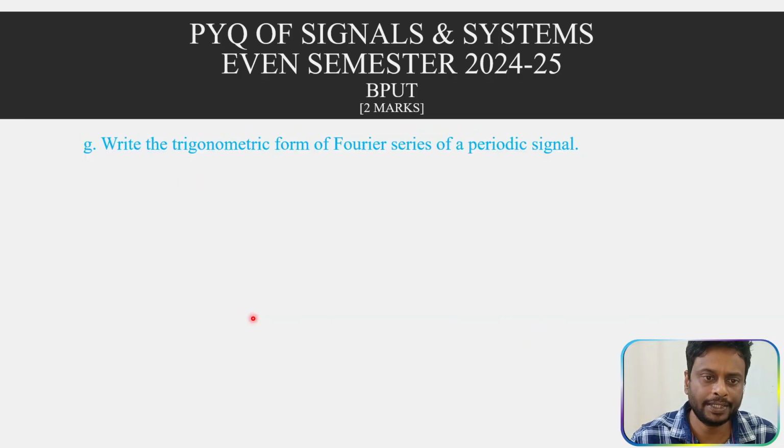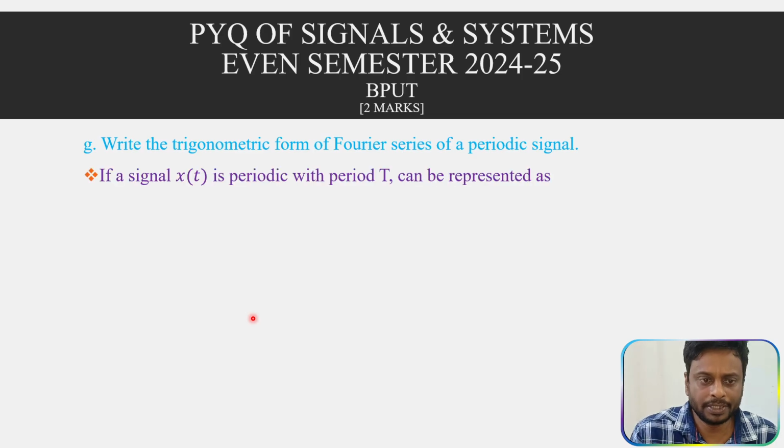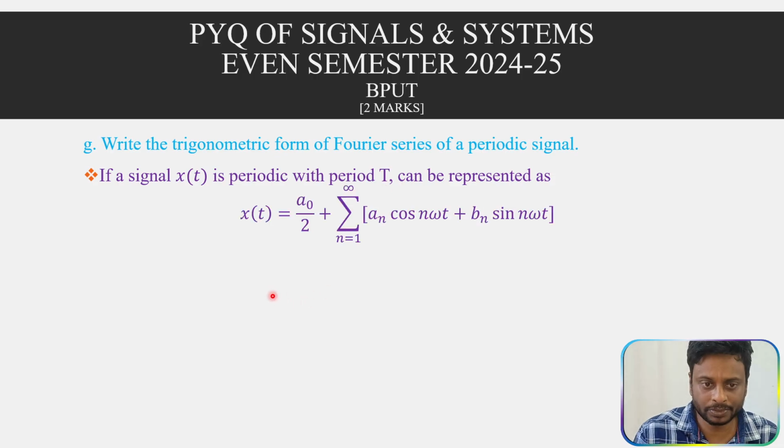Okay. Next question is, write the trigonometric form of the Fourier series. The Fourier series can be applied for periodic signals only. So x of t, a continuous time signal which is periodic with time period T, can be represented as this. This is the trigonometric form of the Fourier series.